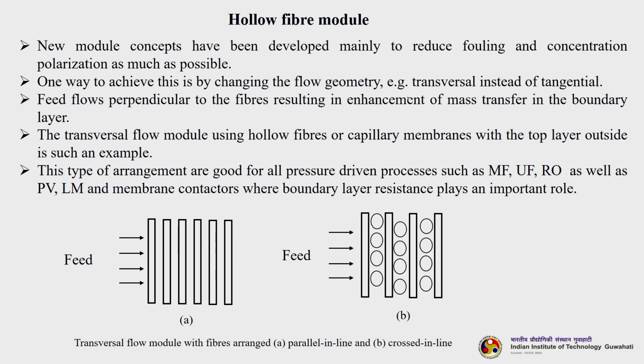We can go for a transversal flow instead of a tangential flow. The feed flows perpendicular to the fibers, resulting in enhancement of the mass transfer in the boundary layer. So, the feed is flowing perpendicular to the fiber. You can see how the feed is flowing here. These are called transversal flow systems, in which hollow fibers or capillary membranes with the top layer outside are a classic example.